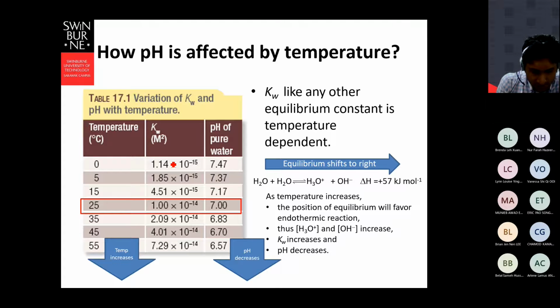And now, how pH is affected by temperature. The Kw value, like any other equilibrium constant, depends on the temperature. From this table, we can see that at 0 degrees centigrade, the pH of pure water is 7.47. At 5 degrees, 7.37, and at 25 degrees, 7.